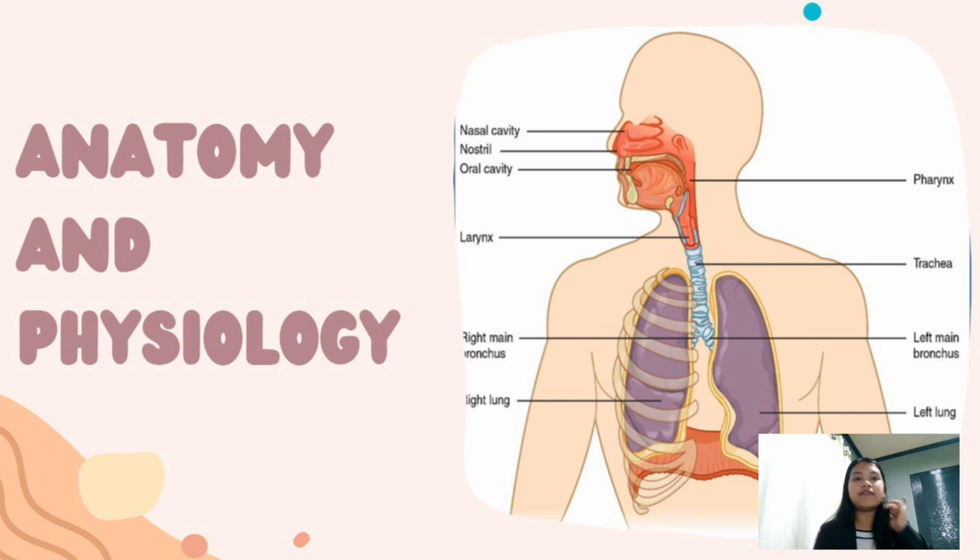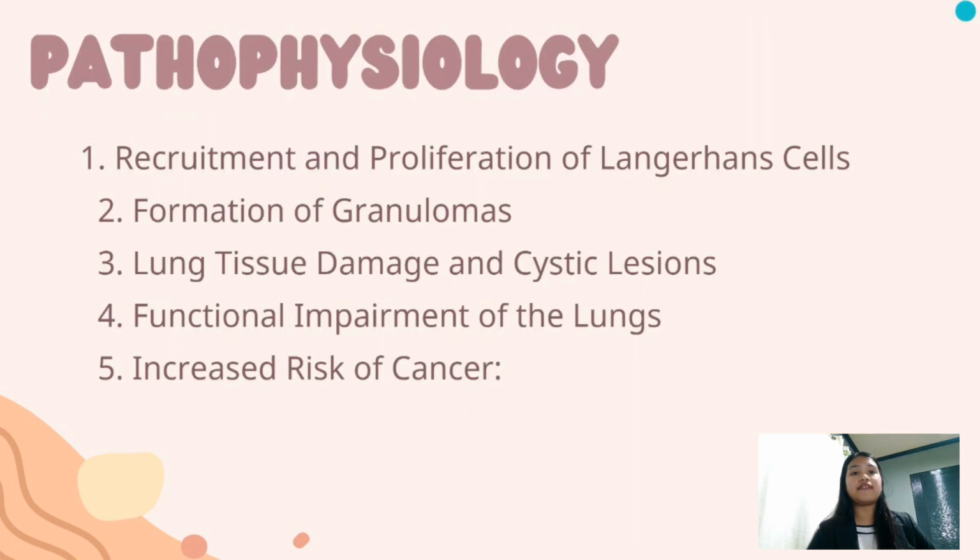After the anatomy and physiology, let's move on to the pathophysiology of this pulmonary Langerhans cell histiocytosis. Ang PLCH ay isang sakit kung saan ang mga Langerhans cells or the type of immune cell ay nagpaparami ng hindi normal or the abnormal growth sa ating lungs. Sila ay nag-iipon sa bronchioles at alveolar interstitium na nagdudulot ng inflammation at damage sa ating lungs.